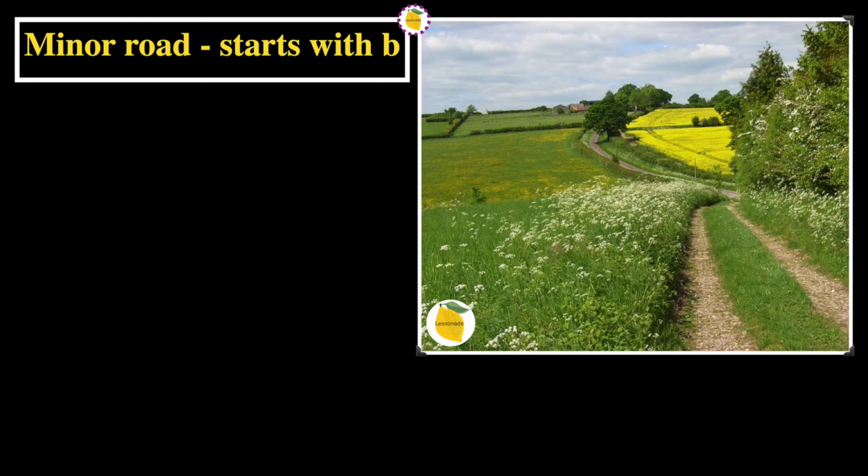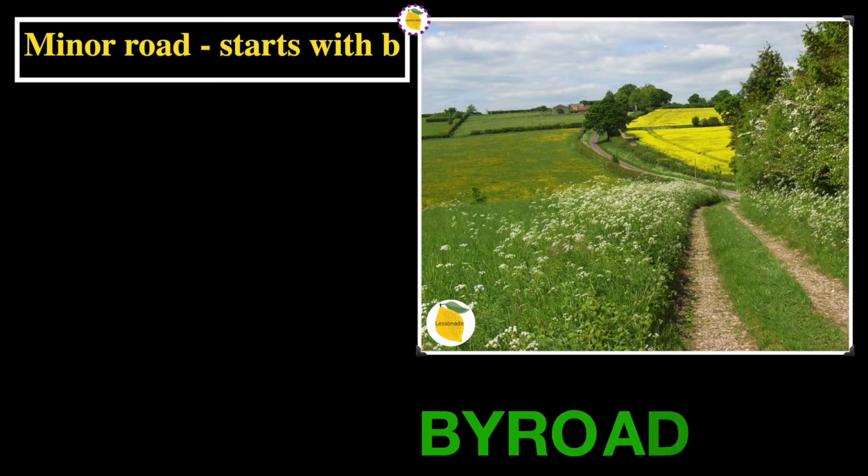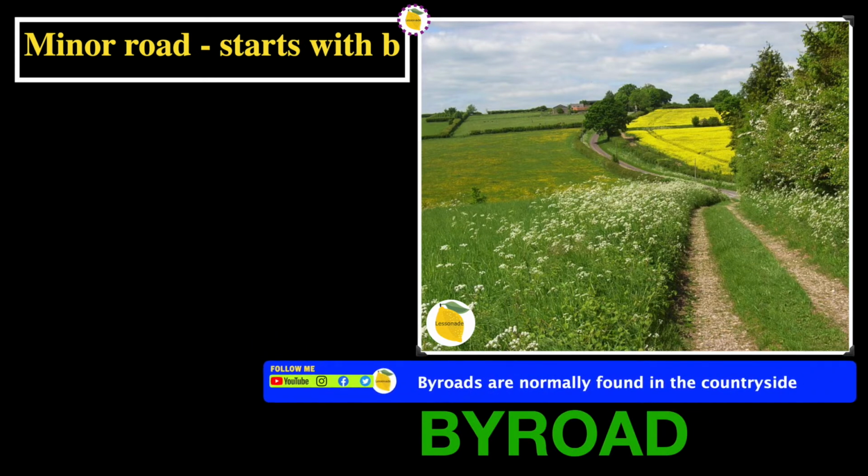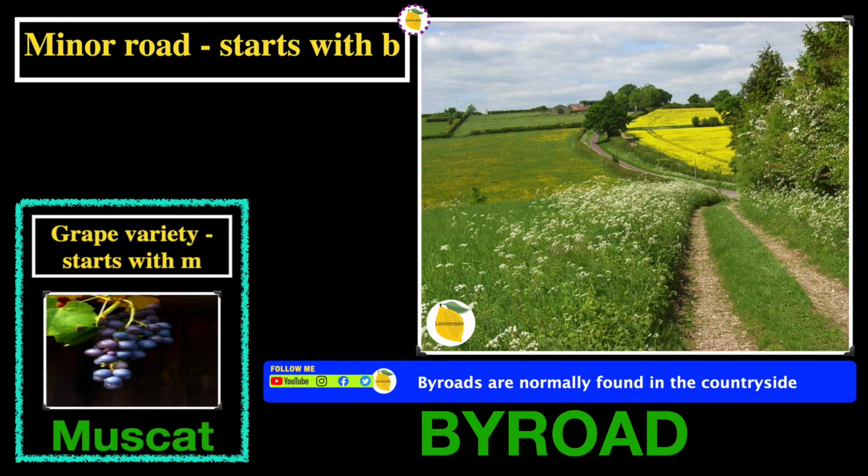Minor road starts with B. In this picture, we can see a smaller road in the countryside connecting to a main road. So the word is going to be byroad. And the sentence for this word is: byroads are normally found in the countryside. So before we go on to the next one, let's recall the previous slide. And the previous slide is muscat. Let's go on to the next one.